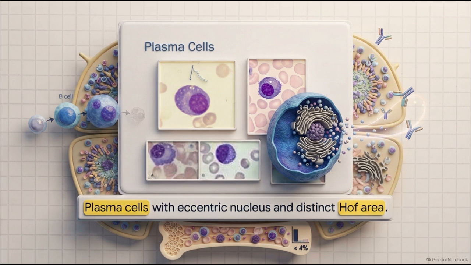And check out that distinct pale zone right next to the nucleus. That's the Hof area. It's a massive perinuclear Golgi zone working in overdrive to package antibodies. You usually won't see these in circulating blood. They dominate in the lymph nodes and make up less than 4% of nucleated marrow cells.